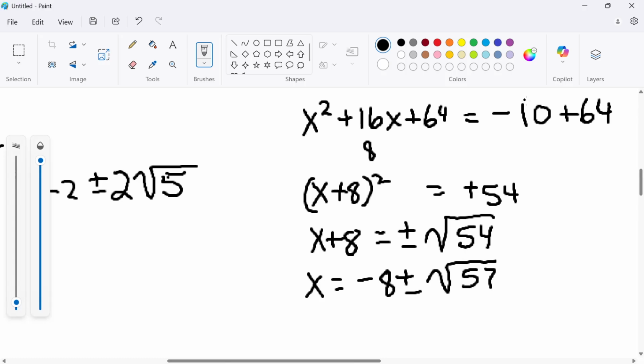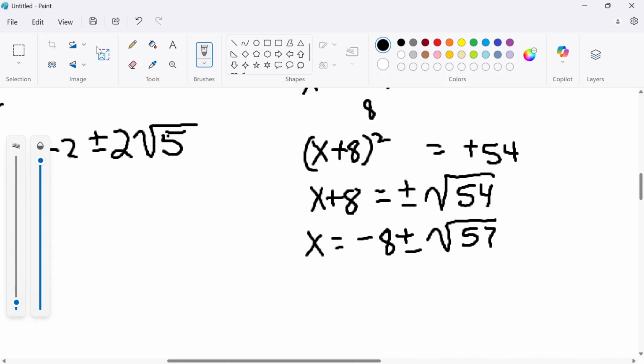Can I simplify this? I put 57 for some reason. Why did I do that? I don't know. But now I will fix it. I just wanted that to be 54. All right, 54 is 2 times 27. No perfect squares there or no repeated factors. 2 is a prime number, so I can't do anything more with that.